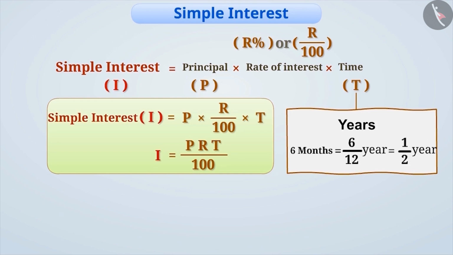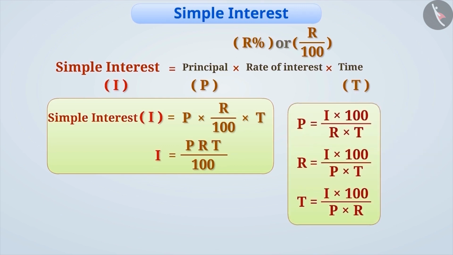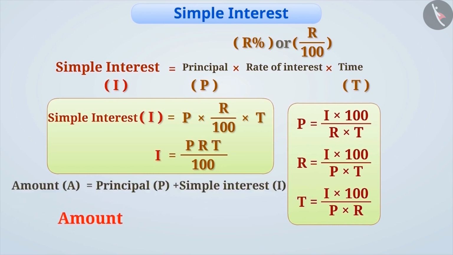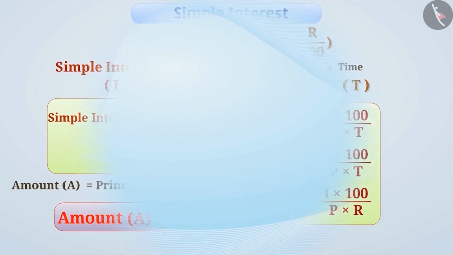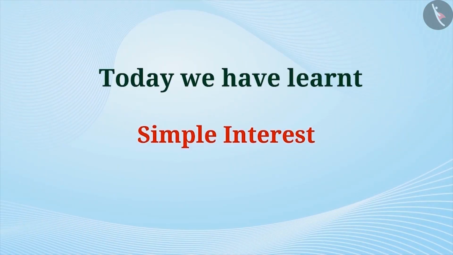Similarly, you should know that if we know the value of any 3 quantities among these 4, then we can find the value of the 4th unknown quantity by slightly modifying the formula. Also, if the amount is represented as A, then we can write the amount as A is equal to P plus I. Today, we have learned simple interest. In the next video, we will solve some examples related to it.